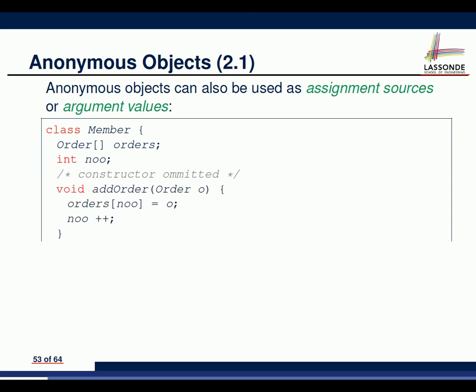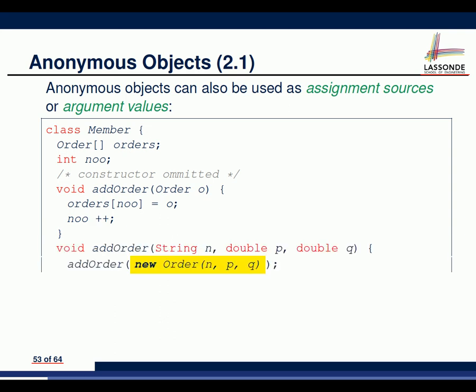So now let's see this. We have an addOrder method here, which will take some order object, and then we can simply do the assignment like this, assign that to the current position and increment the counter. Nothing new. Now, what I would like to do is this one here, to see if that makes sense to you. We have done something like this before.